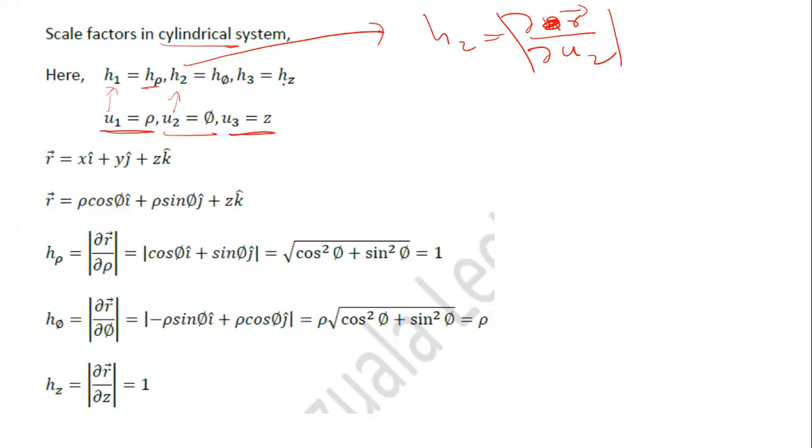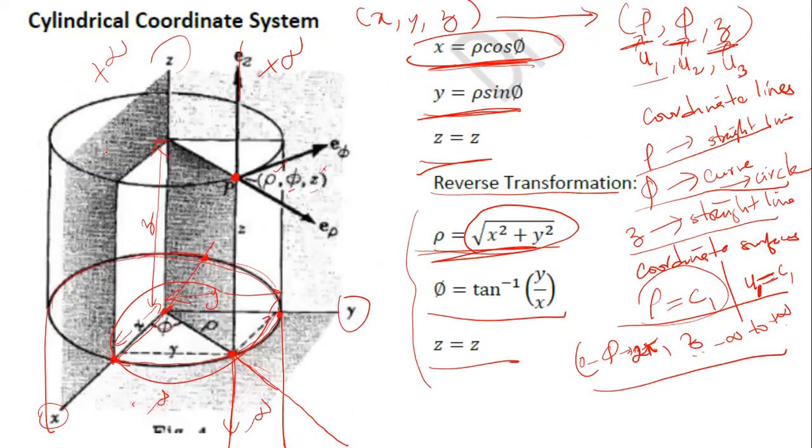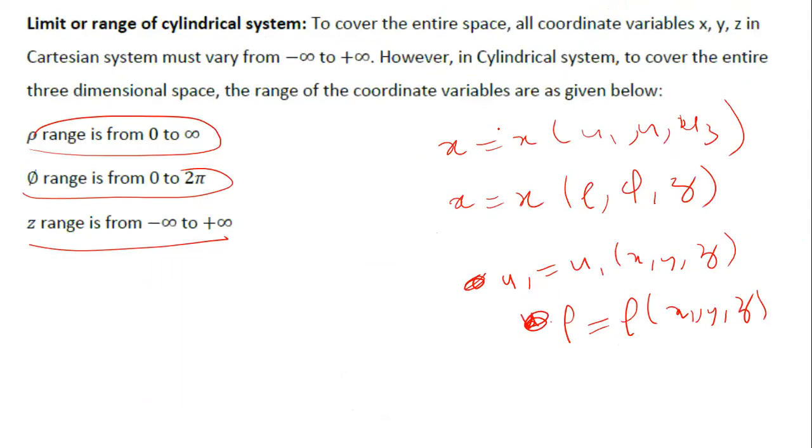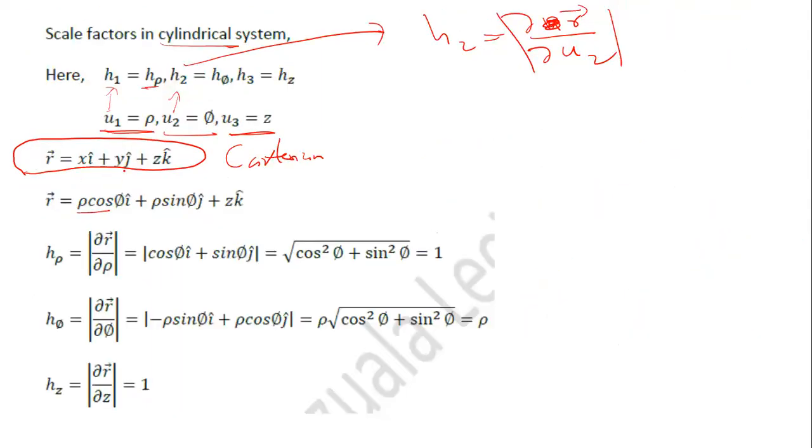And what will be the position vector in this cylindrical system? You know that the position vector in the 3D Cartesian system can be expressed as x i cap plus y j cap plus z k cap. If you write it in terms of the cylindrical system, from the transformation relation, x is rho cos phi, y is rho sin phi, z is z. So you put x as rho cos phi, y as rho sin phi, and this will be your position vector. Now, how do you get your tangential unit vectors?